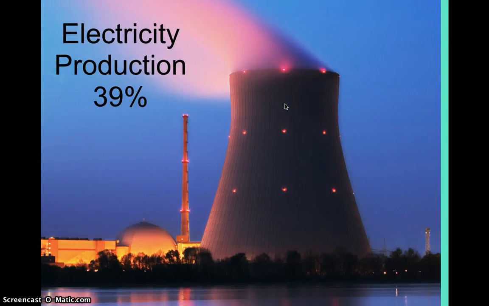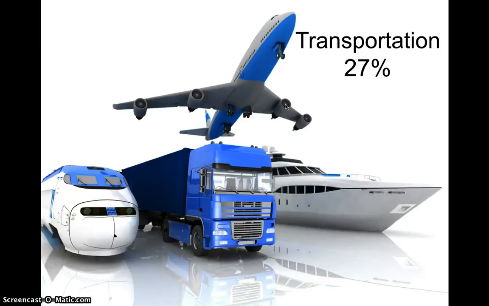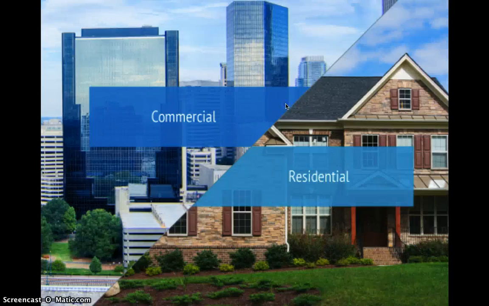So in the US, how do we use this energy? 39% is used for electricity production. 27% is used for transportation. 22% is used in industry, and always remember that in industry we're talking about the manufacturing of goods. And then the rest is used for commercial and residential. So think of ways you use energy in your home that are not tied into electricity production or the making of goods. So maybe the heating of an appliance or that type of thing would be commercial and residential.